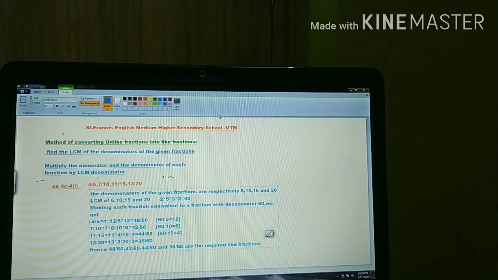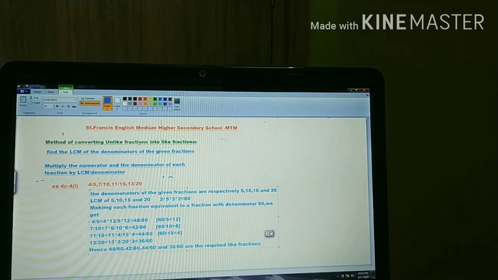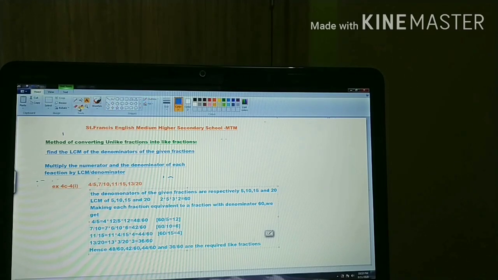Okay. Now, what are unlike fractions? Fractions having different denominators are called unlike fractions. Okay, now see the method of converting unlike fractions into like fractions.